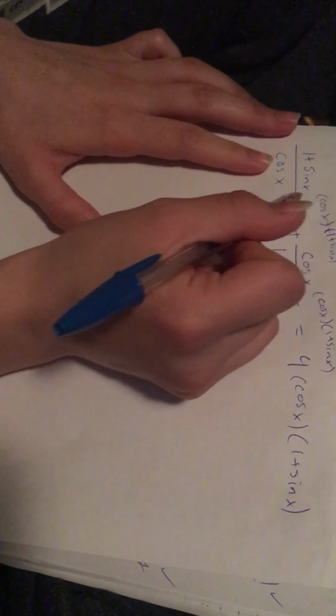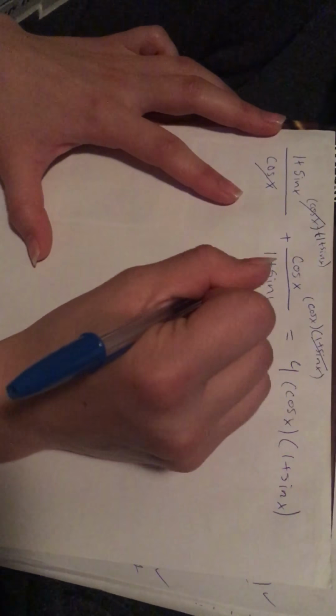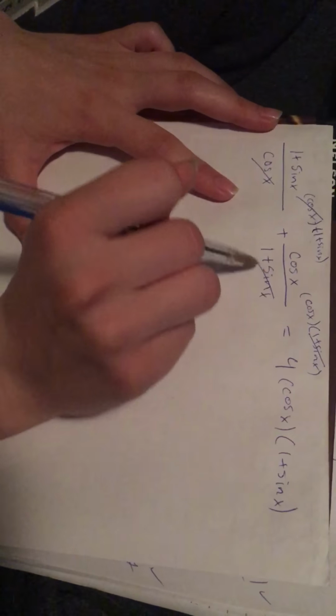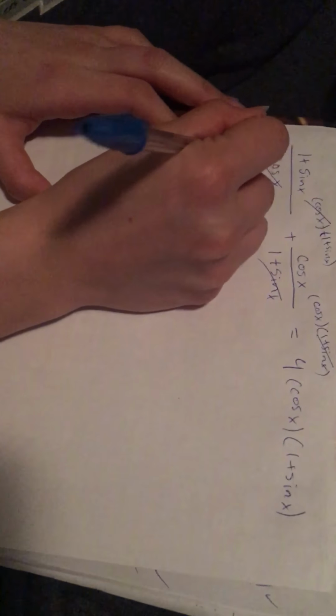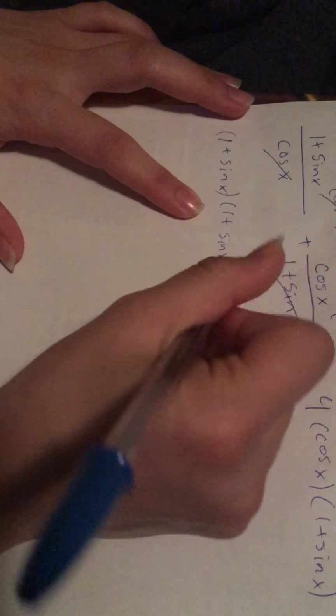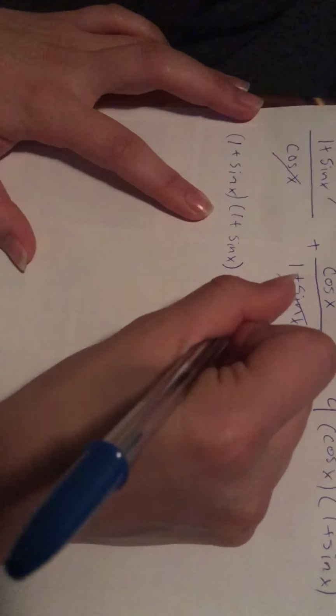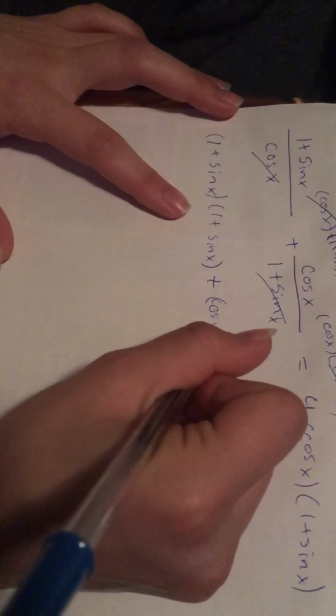First of all, when you do this, you'll find that cos x will cancel out with the bottom cos x, and 1 plus sine x will cancel out with the denominator 1 plus sine x. So then you will be left with 1 plus sine x times 1 plus sine x, plus cos x times cos x.